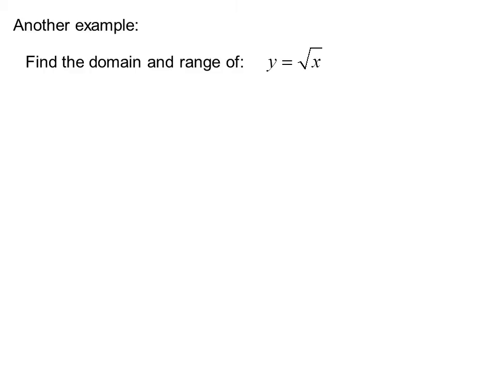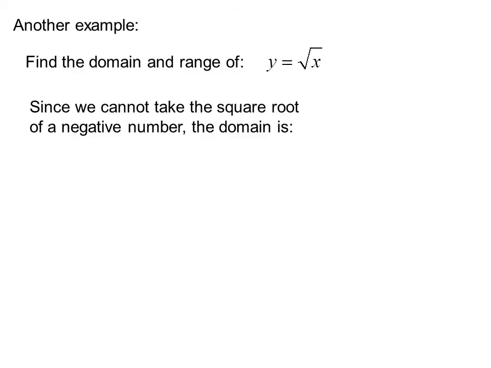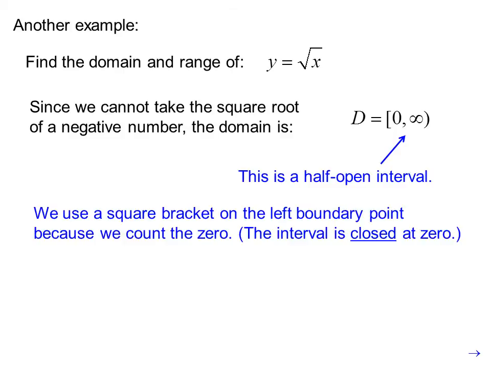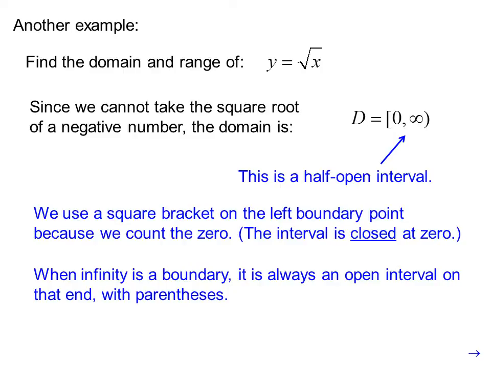Another example, find the domain and range of y equals radical x. Since we cannot take the square root of a negative number, the domain is D equals the interval from 0 to infinity. This is a half open interval. We use a square bracket on the left boundary point because we count the 0. The interval is closed at 0. When infinity is a boundary, it is always an open interval on that end with parentheses.